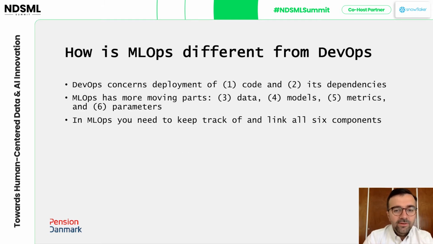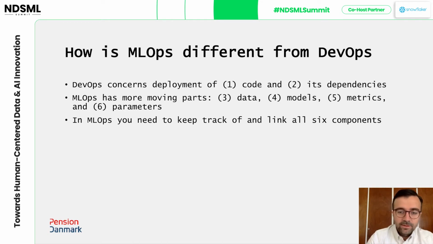So DevOps, in essence, solves a software engineering problem. Specifically, it solves the problem of how to keep track of and deploy code and its dependencies. Now, when you're doing machine learning on top of software engineering, you simply have more moving parts. Now you need a way to keep track of not just your code and dependencies, but also data, accuracy metrics, hyperparameters, ML models, as well as deploying all of these ML models. So it just becomes more complex. You have more parts to keep track of.